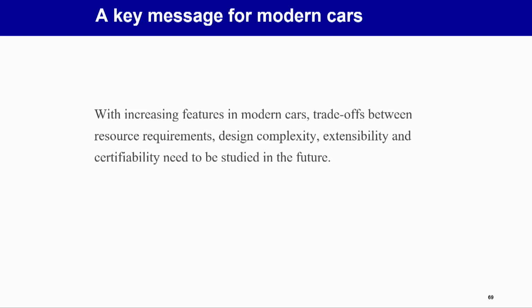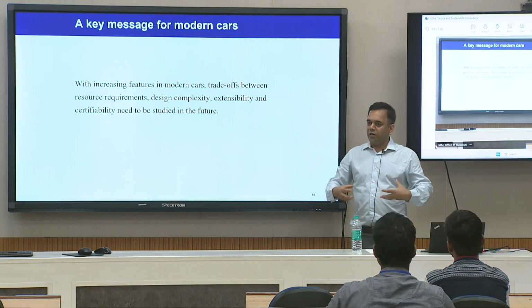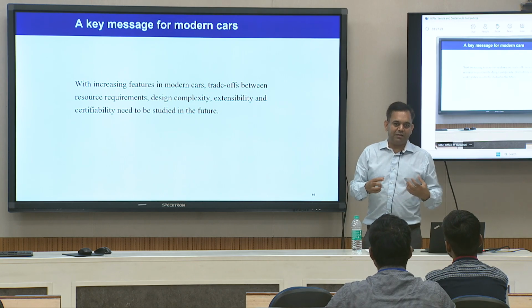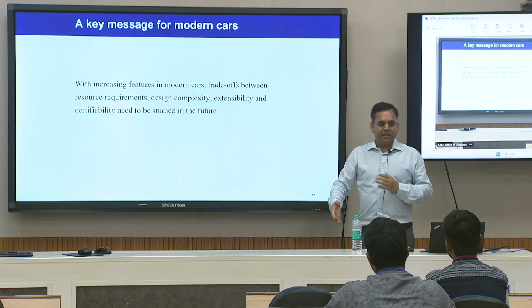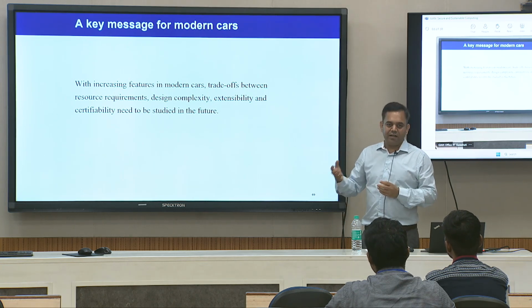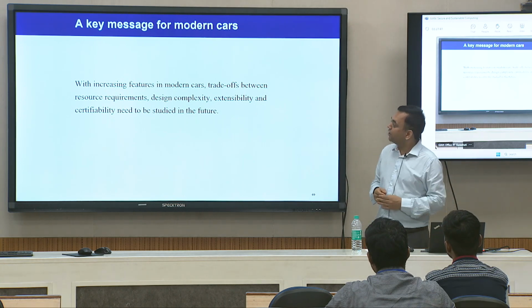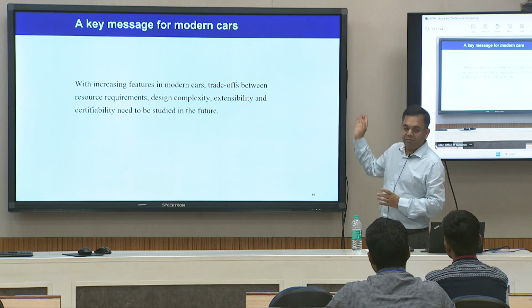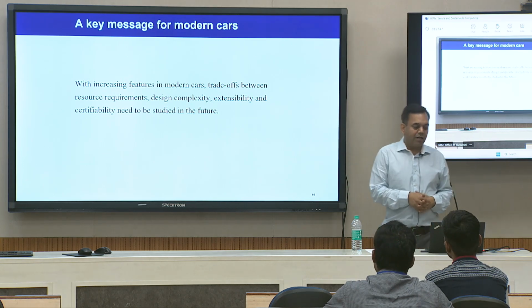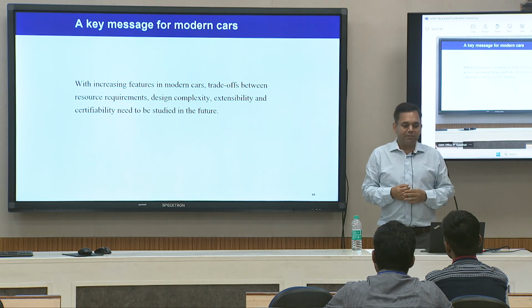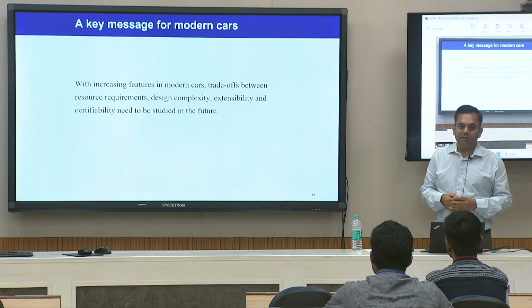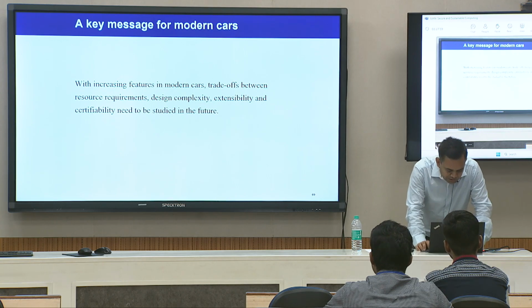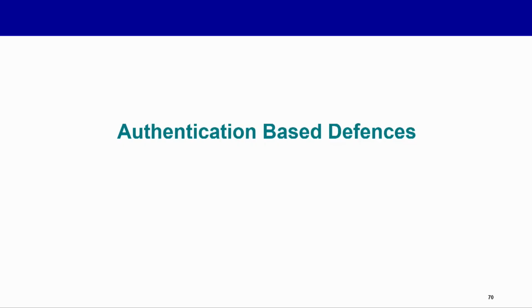And with all these, there is another issue called certifiability. In a car, if any new component is put in, it's not like the systems we normally use. There is always a certification. If you upgrade something, it has to be certified, because it can kill someone. So such systems need that. With all the increasing functionality in the car, engineers have to solve this trade-off: confidentiality, complexity, extendability. Okay, good. I think we will stop here.